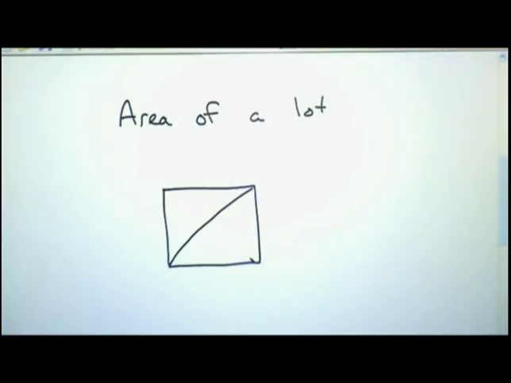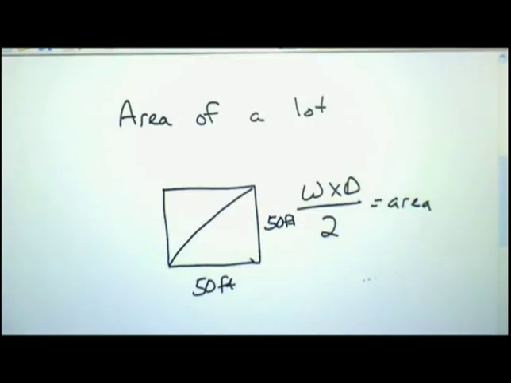If we have a triangle, we need to approach it a little bit differently. We take the width times the depth and divide that by 2. And that will give us the area. Example, if our width is 50 feet and our depth is 50 feet, we have 50 times 50, which gives us 2,500 square feet. But we have to remember that the triangle cuts this in half, so we need to take that and divide it by 2, which gives us 1,250 square feet.